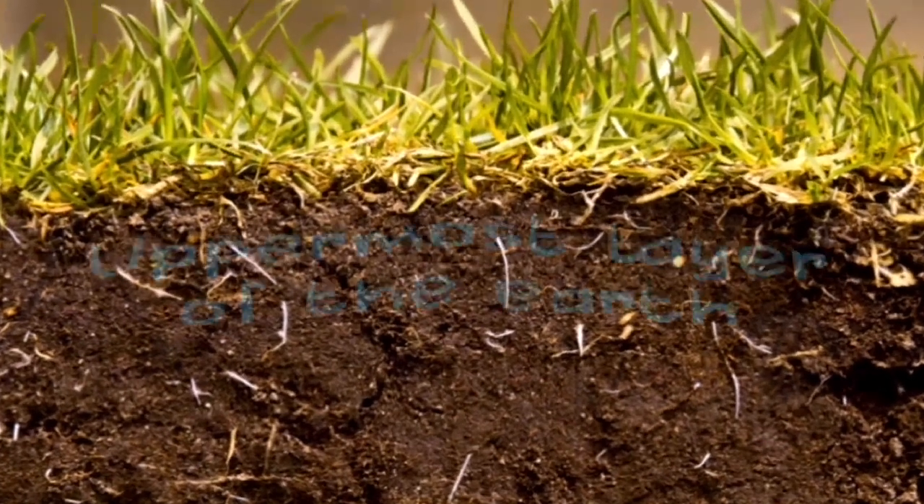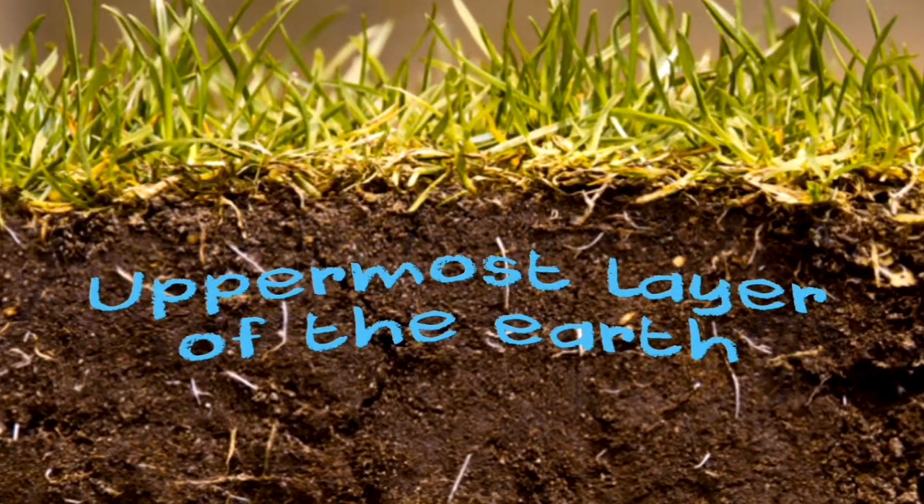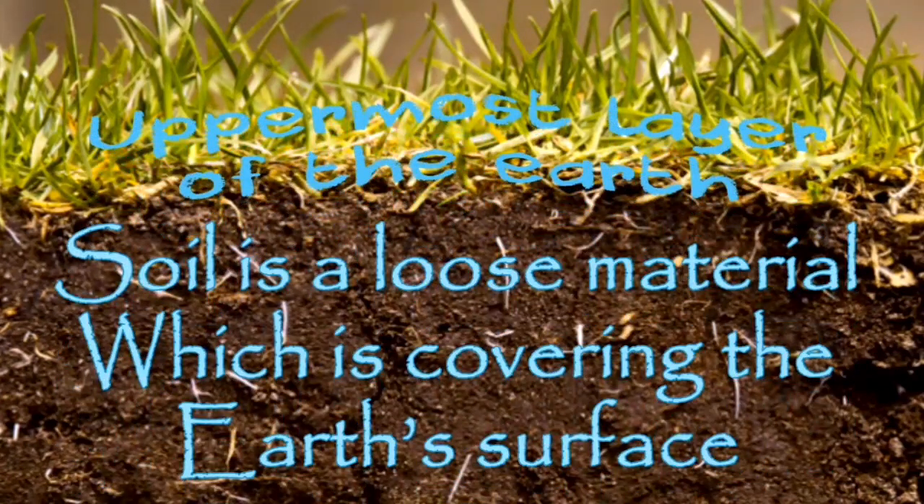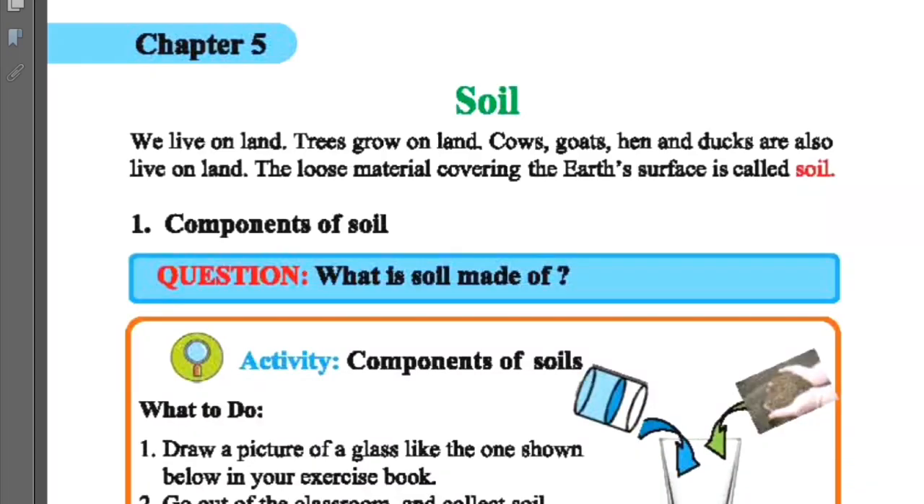Now let us know first what soil actually is. Soil is the uppermost layer of the earth, or we can say soil is a loose material which is covering the earth's surface. Dear students, we will know more about soil, but before that, let us read the book first, then we will be back here in discussion again. So, open your book and go to page 30.